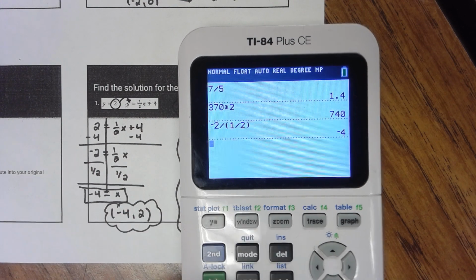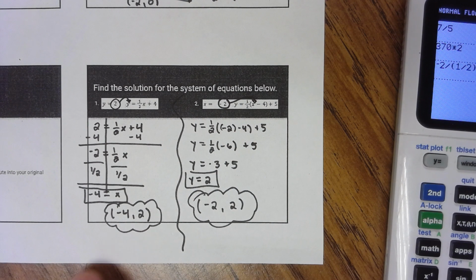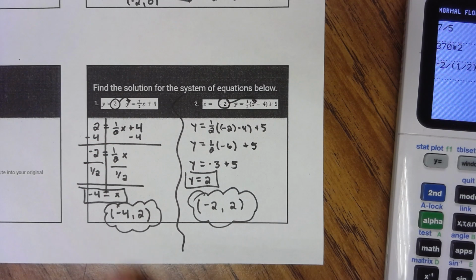Then that gives me x to be -4, and thus the solution of -4, 2. Remember, your answer is always where they intersect. So there's an x coordinate and the y coordinate, and I want to see those answers grouped together like that. All right. Any questions here with number 1?